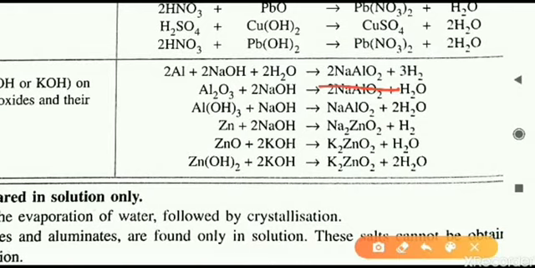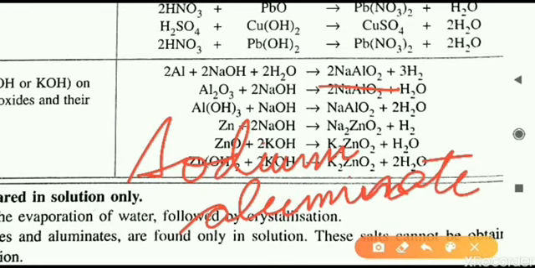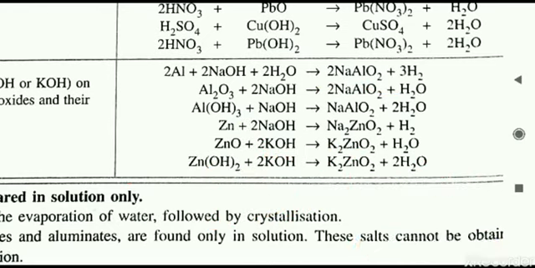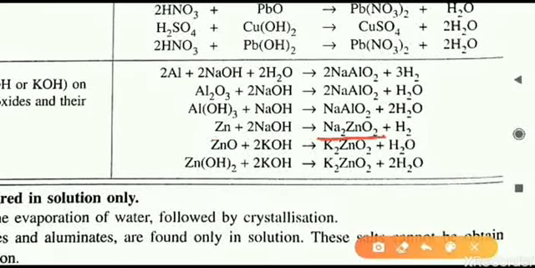NaAlO2 is sodium aluminate. Let me write. That is sodium aluminate. Second one, here you can see NaAlO2, that is also sodium aluminate. Then here we have NaZnO2. This is sodium zincate, because we have used zinc in this case. In earlier cases you can see aluminium oxide, aluminium hydroxide. In all the cases aluminium was the metal only. It can be with oxide or hydroxide also, but still the same salt will form.